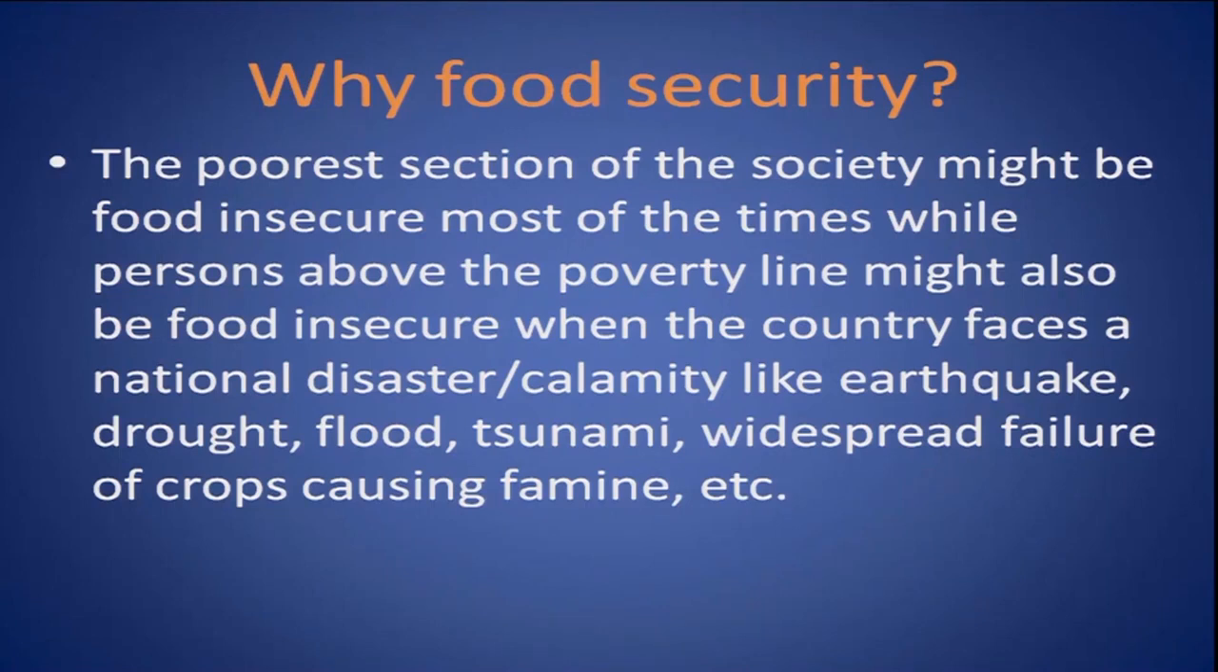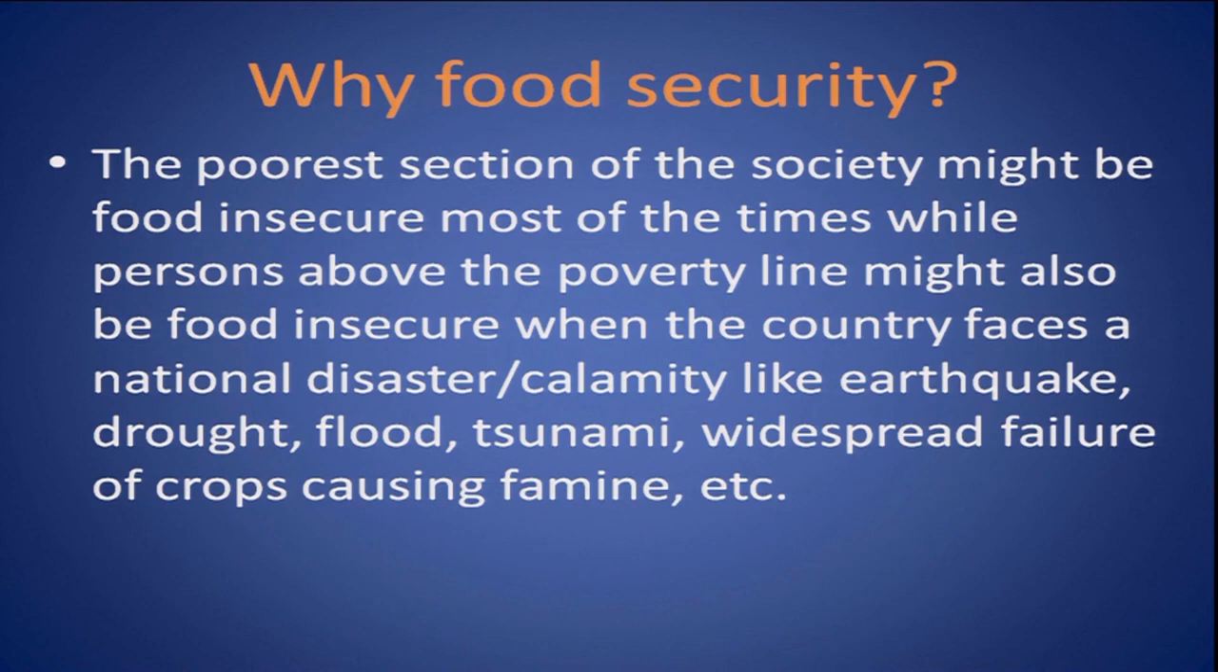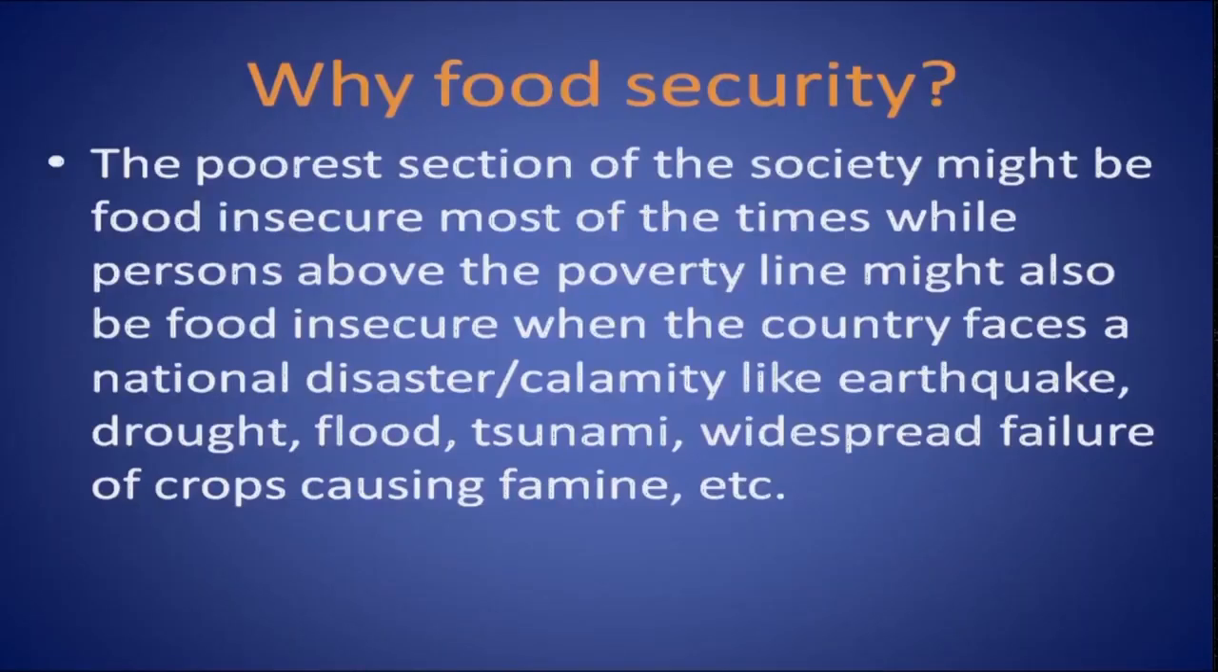Now, the question is: if we are talking about food security, why is it needed? The poorest section of the society is facing a lot of problems; they are more vulnerable to food insecurity. But persons above the poverty line are also food insecure when the country faces a national disaster or calamity like earthquake, drought, flood, tsunami, or widespread failure of crops causing famine.